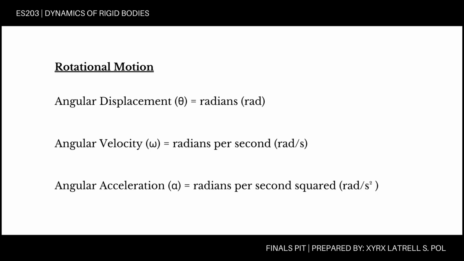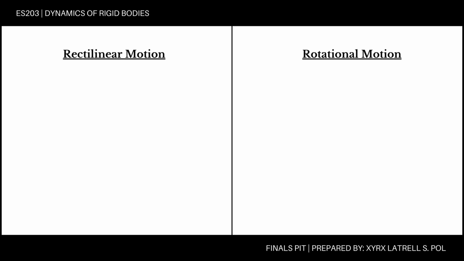second for omega, and radians per second squared for alpha. Now, another similarity of these two types of motion is how the respective variables relate to one another. We know that velocity v is derived from differentiating the function of displacement s with respect to time t. We also know that acceleration can be found by differentiating the function of velocity with respect to time, or the second derivative of the displacement function.